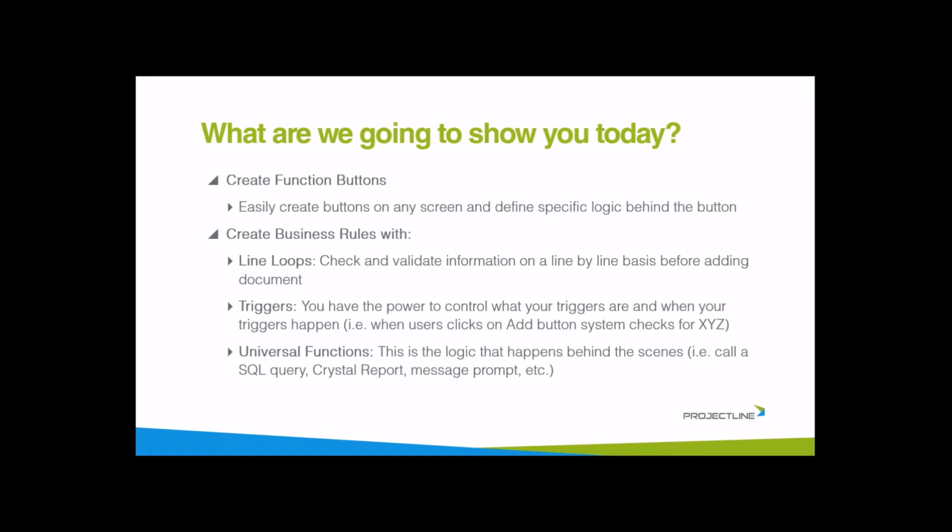to make sure you have correct info, for example. And underneath all of this, I'm going to show you what universal functions are. This is basically the logic that's happening behind the scenes in B1UP. Okay. For example, when I click on a button, I might have a universal function behind that button that calls a SQL query or a customer report, or creates a message prompt on your screen, etc. So we'll go into that as well.